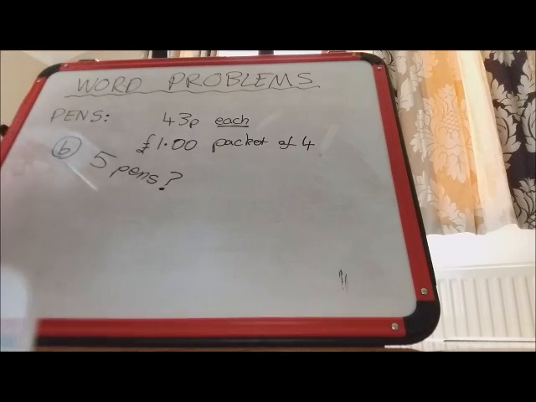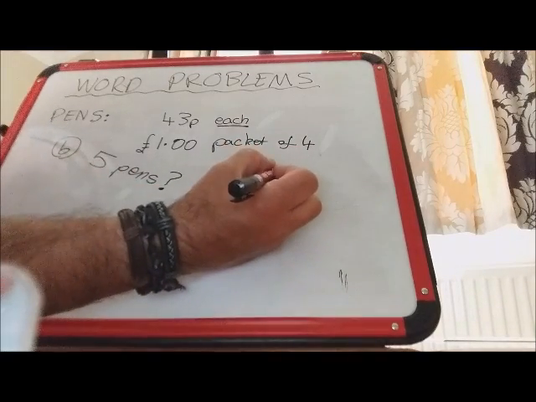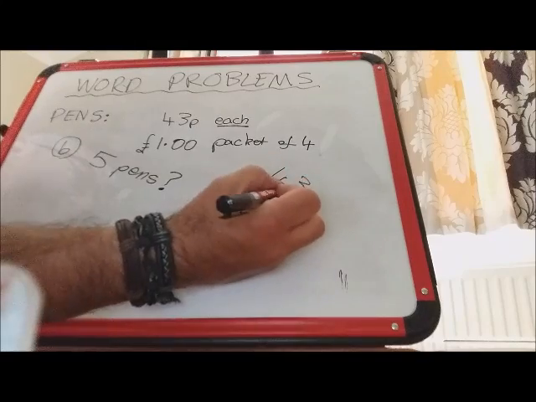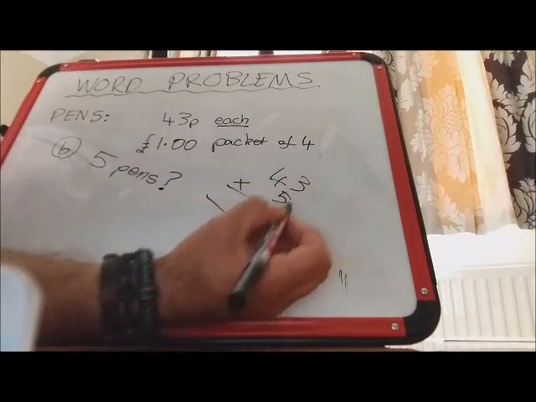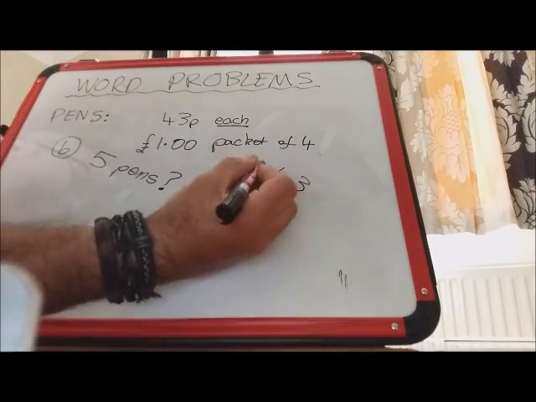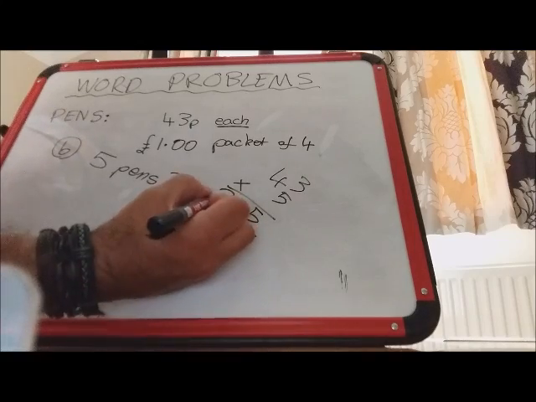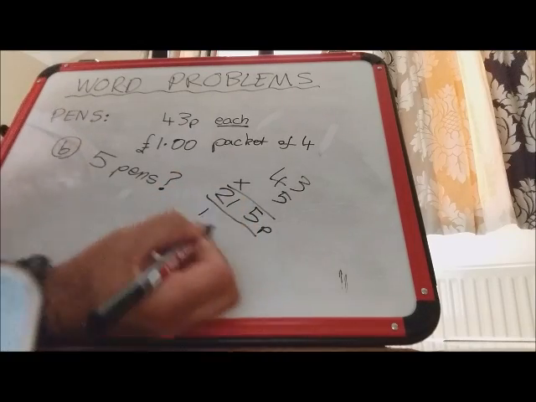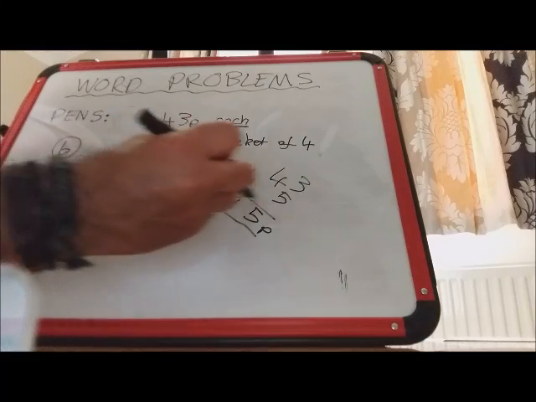The next part of the question, part B, might say how much does 5 pens cost? If you're not thinking, you might say 43 multiplied by 5. 5 3s are 15, carry 1, 4 times 5 is 20, don't forget the carrying digit, is 21, so 215p, or £2.15. If you were not thinking, that's what you would say.